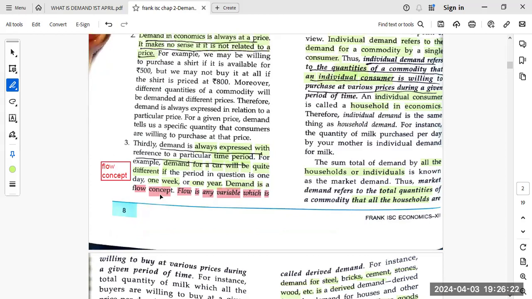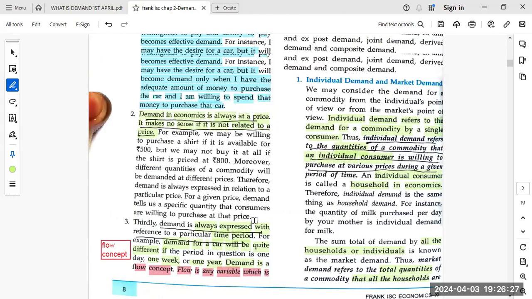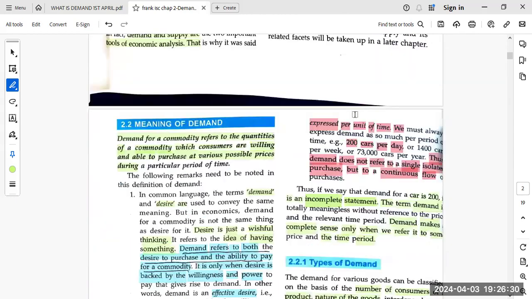So demand is a flow concept. Now, what is flow? What does it mean? Flow is any variable which is expressed per unit of time. We must always express demand as so much per period of time. For example, 200 cars per day. Like I gave you the Tata Motors example, 5,000 trucks or 5,000 cars. So the 5,000 production units have to be expressed in terms of time. What? 5,000 in a day, 5,000 in a week, or 5,000 in a month? Then only it becomes understandable, and then only it becomes a flow concept.